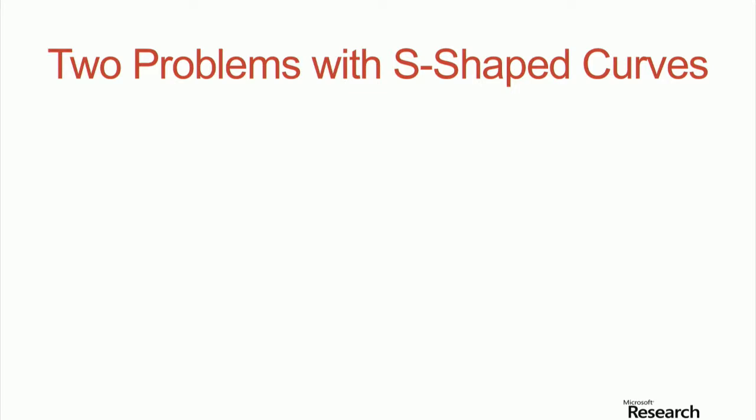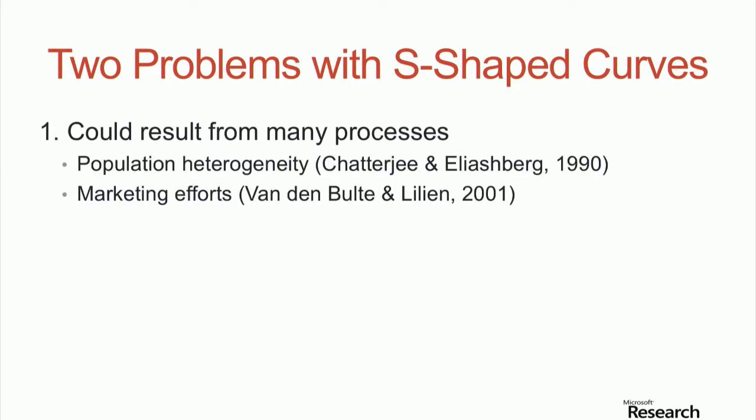So there are a couple of problems with that inference. The first is that there are, it turns out, many ways to get S-shaped cumulative adoption curves. First, there are lots of different contagion processes. We have many different models of contagion now, and they all generate S-shaped curves. So just because you see an S-shaped curve doesn't mean you know what the mechanism is.